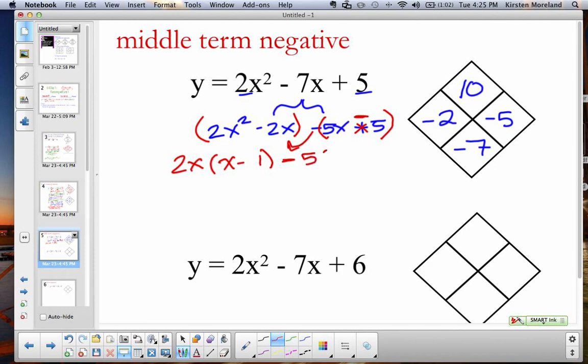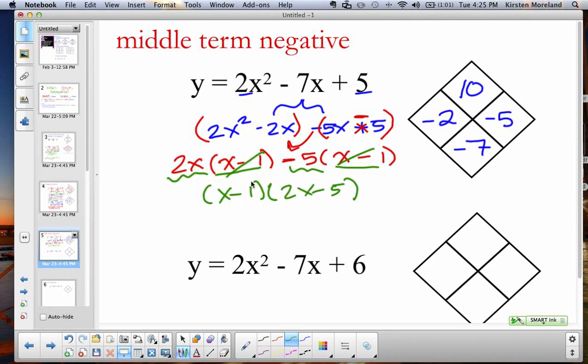I can factor a 5 out and I'm left with an x minus 1. Now if you forgot to change that sign, you'd notice that your parentheses didn't match, but mine do because I remembered to change the sign. So now my parentheses match, I'm left with x minus 1. Those are now gone. I write the leftovers in the next set of parentheses, so it's 2x minus 5. And again, you're going to want to FOIL it out to check, but I'm not going to on this part because you can do that on your own.